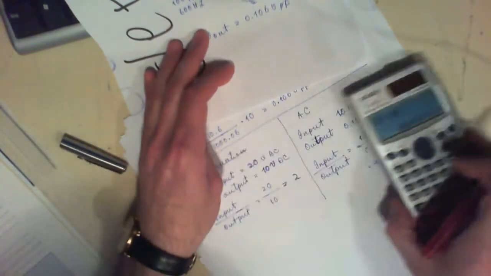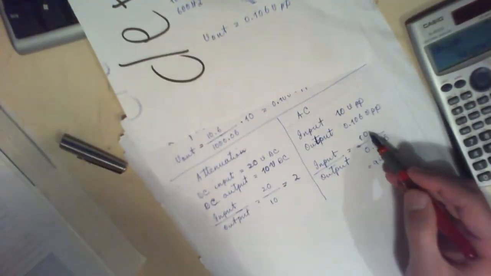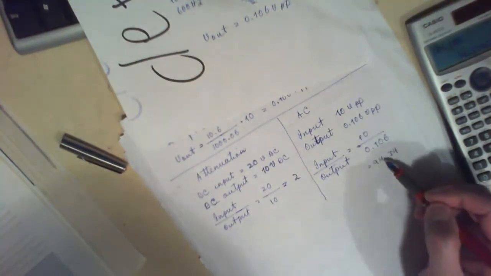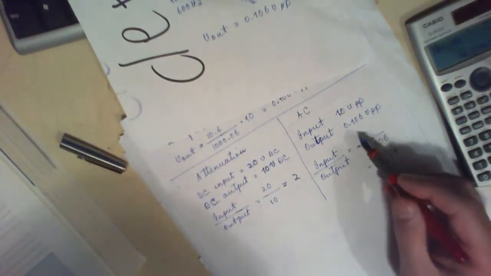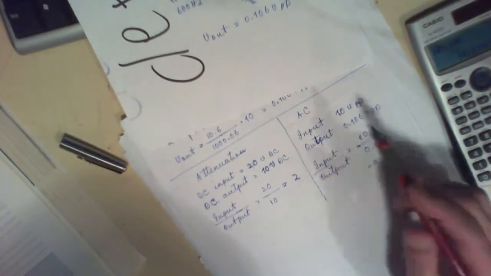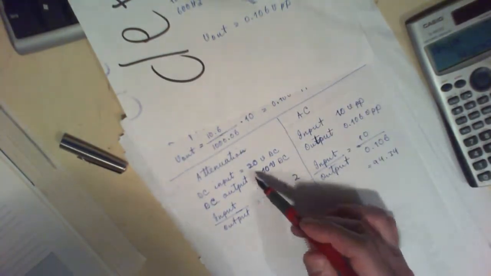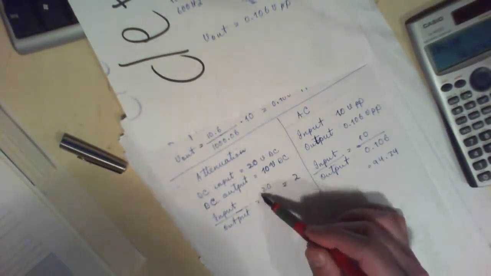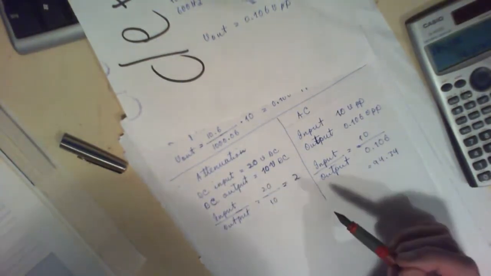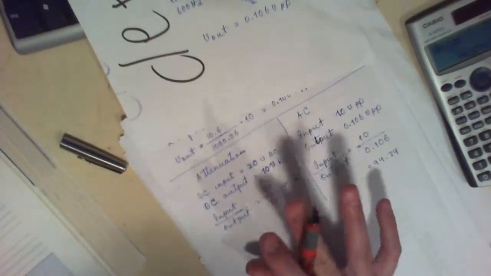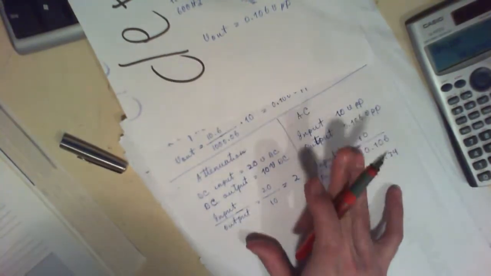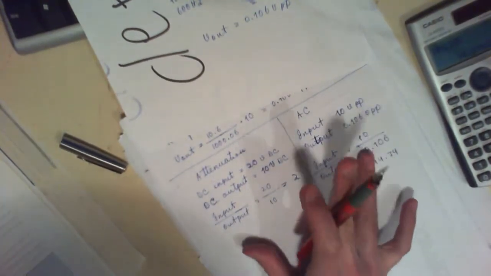So this ratio, you see, your input is actually about 100 times your output when it comes to AC, but when it comes to DC, your input is only 2 times your output. So that's basically the difference between AC and DC in this circuit.